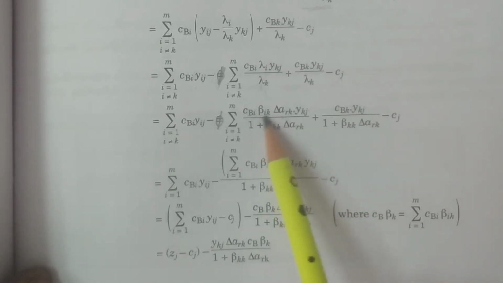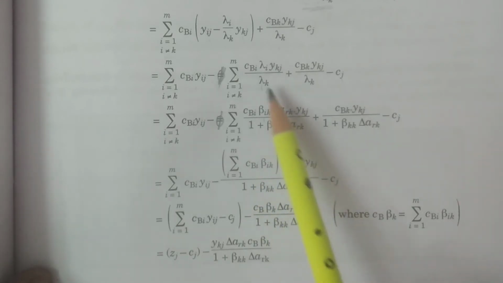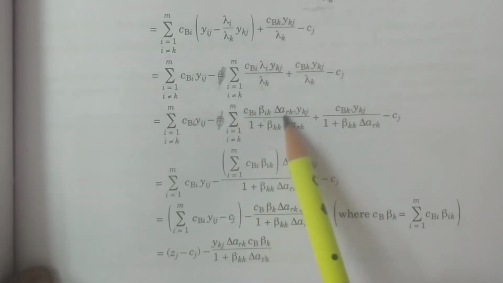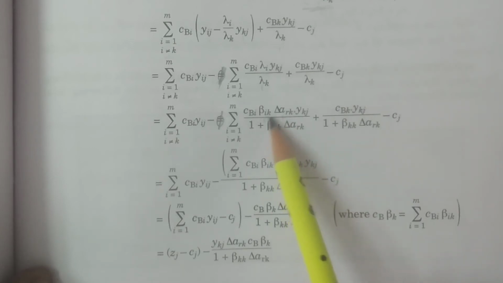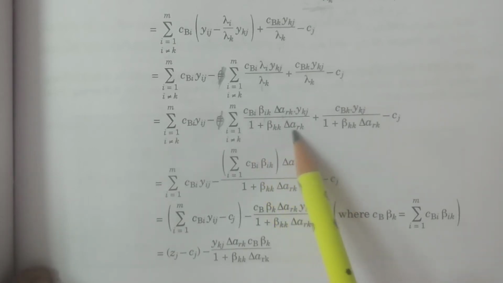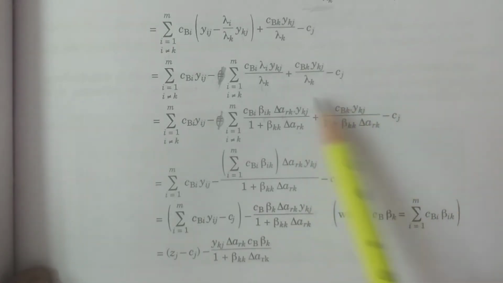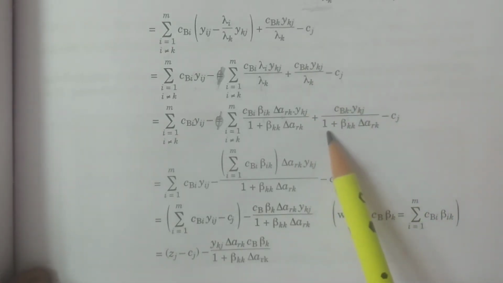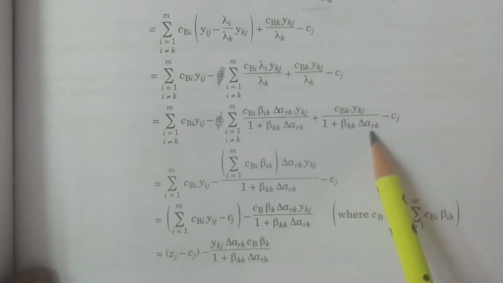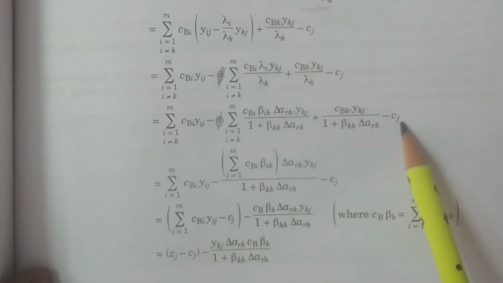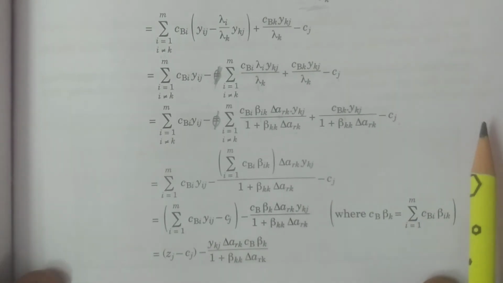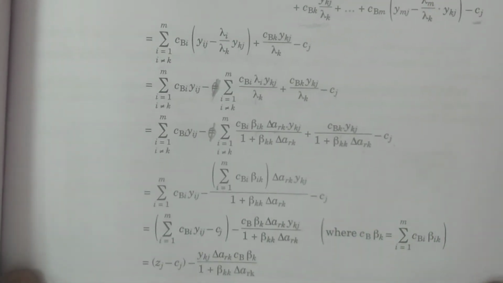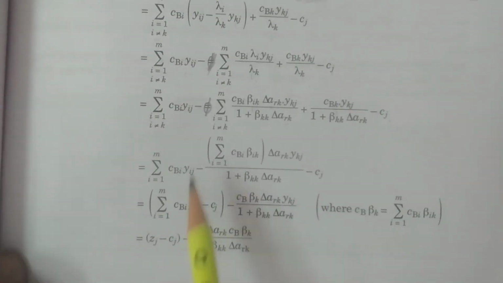That is lambda I, where I is not equal to k. The remaining values are the same. Here I is equal to 1 to m is true for this also. Beta ik delta ark divided by 1 plus beta kk delta ark, plus this is cbk ykz divided by lambda k value, 1 by 1 plus beta kk delta ark, minus cj. Right. Now what I am doing here, the next step, you see the next step very carefully. It is very crucial.